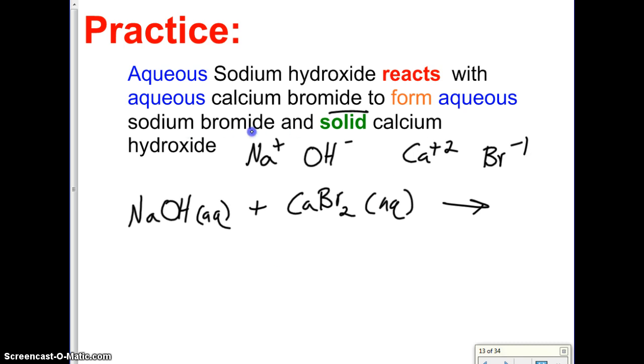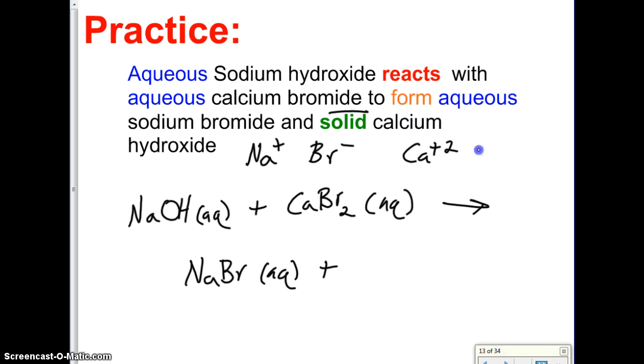To form aqueous sodium bromide. Well, again, sodium bromide. I'm going to just erase the hydroxide right here. Sodium's +1, bromide's -1. So our compound is just NaBr. Oh, sorry, forgot the aqueous. Don't forget states of matter. And represents our plus sign, solid calcium hydroxide.